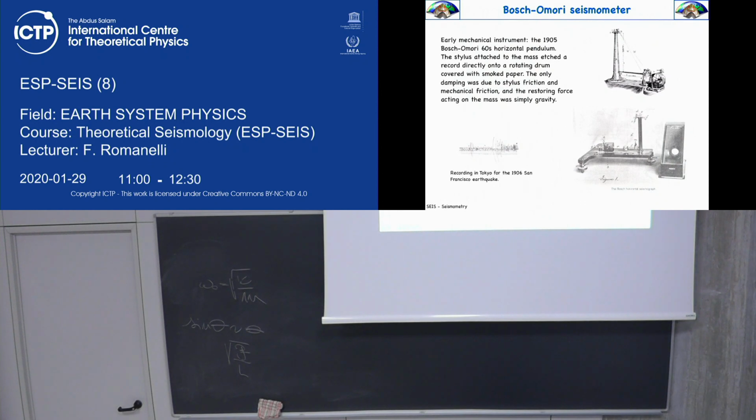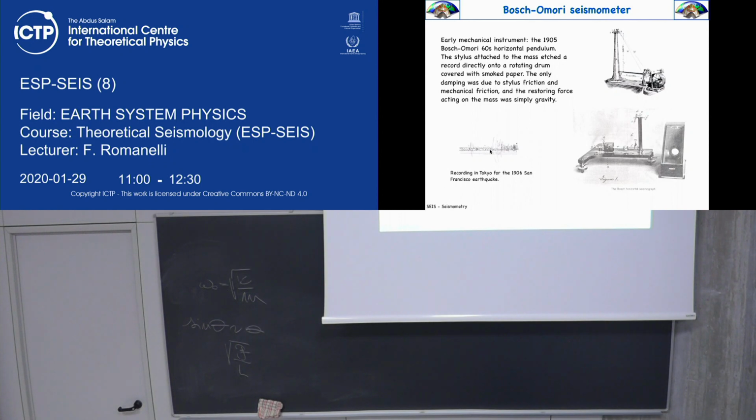Let's go to Japan. Bosch and Omori had been working together to build the system here. It was a sort of alliance between Germany and Japan. You see how beautiful it is. And now let's look at a recording in Tokyo coming from the US. This is the 1906 San Francisco earthquake.